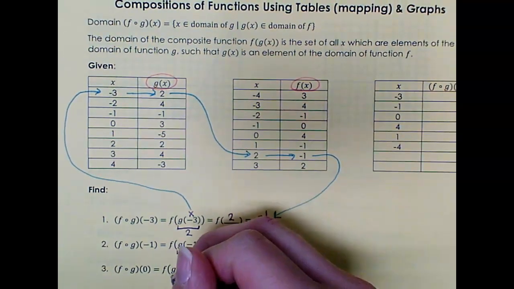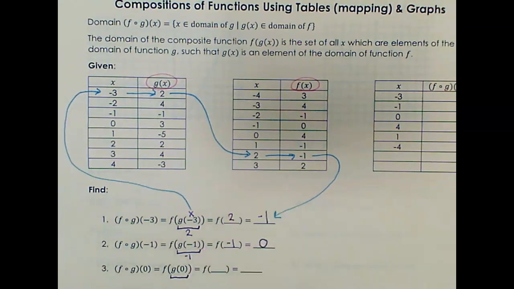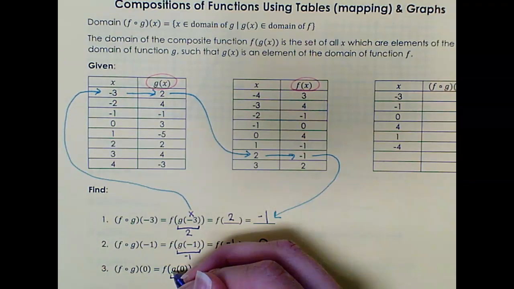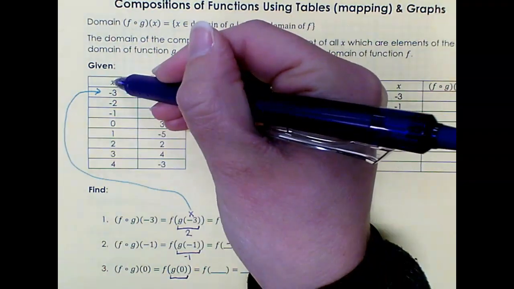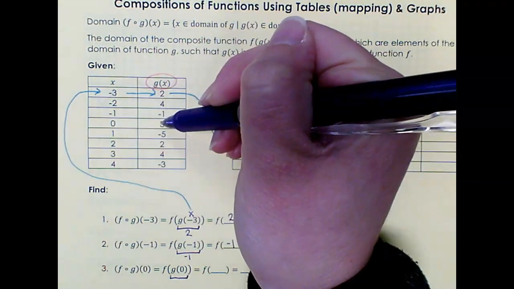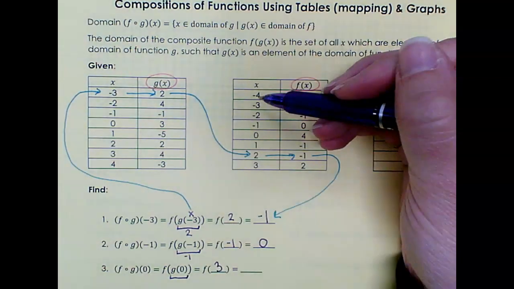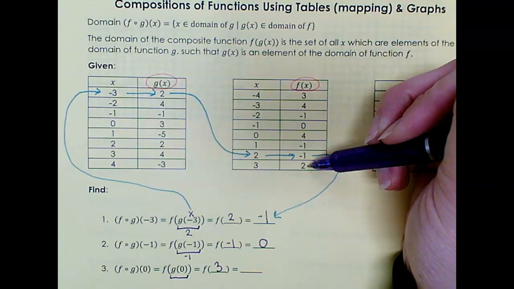Number 3. We're finding g of 0 first. So I'm going to go find 0 for x in the g function. G function, x is 0. G of 0 is 3. And f of 3 is 2.